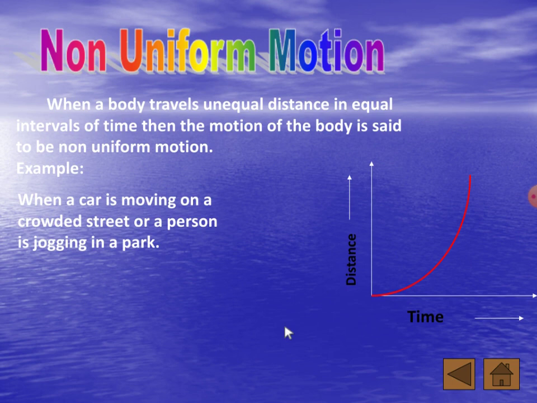In that previous example, similarly, for every 1 second, if the body doesn't move an equal distance, for example, in the first 1 second, if the body moves 1 centimeter, and in the next second, if the body moves 2 centimeter, and in the third second, if the object moves say 5 centimeter, likewise, if the distance covered during equal intervals of time keeps on changing and is not the same, then that type of motion is known as non-uniform motion.